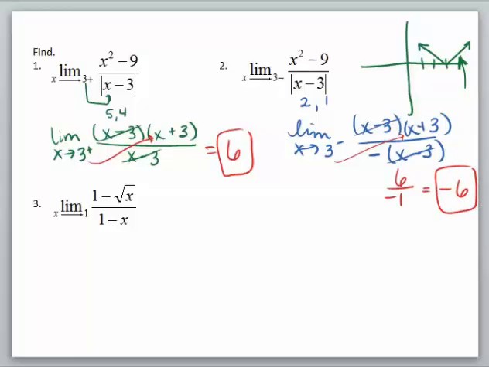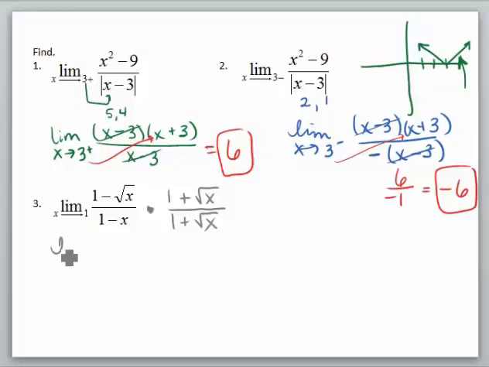The last example on this slide has to do with square roots, and when I plug in 1, I get 0 on the bottom. So I've got to figure out a way to simplify this. And the way we're going to do that is using conjugates. What a conjugate is that you keep the two terms that are there, but you change the sign between them. If it was minus, it's now plus. If it was plus, it's minus.